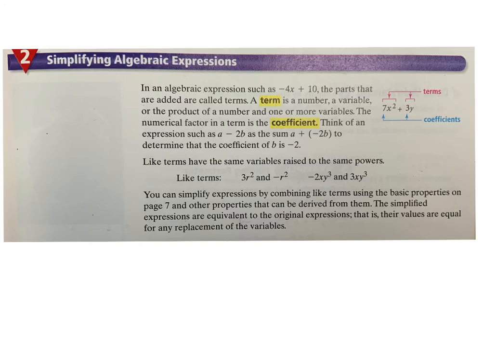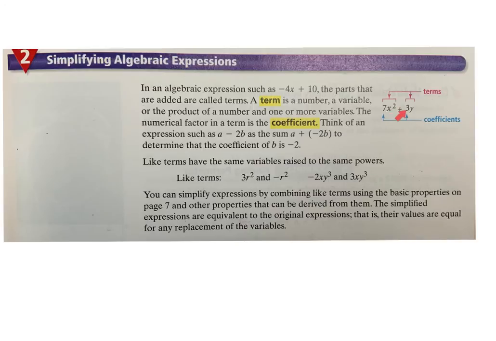So this next section deals with simplifying algebraic expressions. They start talking about terms. A term is a number, a variable, or the product of numbers and variables. The numerical factor in a term, or the number in front of the variable, is called the coefficient. And so they've given you examples over here. These are terms. 7x squared and 3y are terms. The coefficient here is 7, and the coefficient here is 3, right?